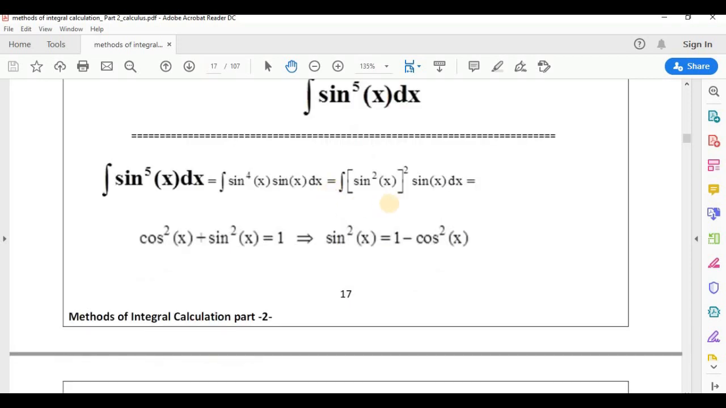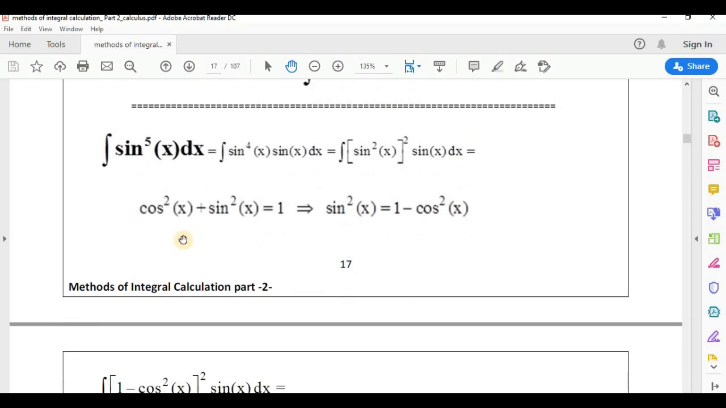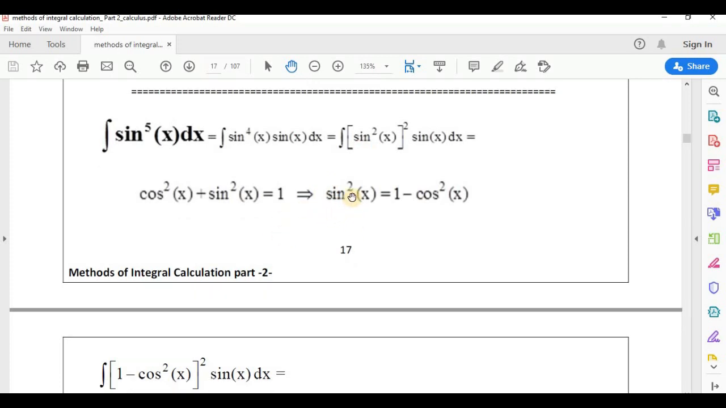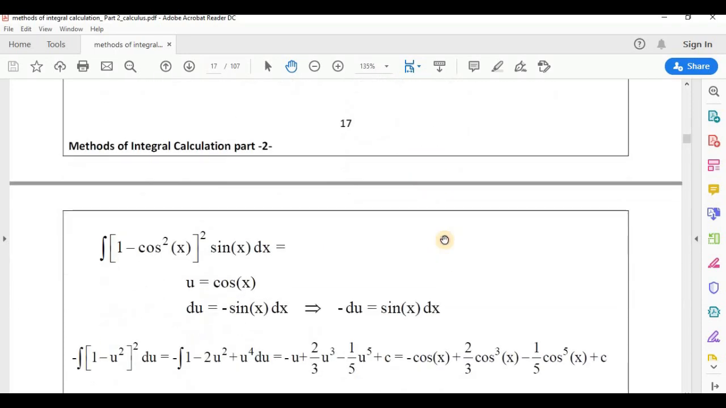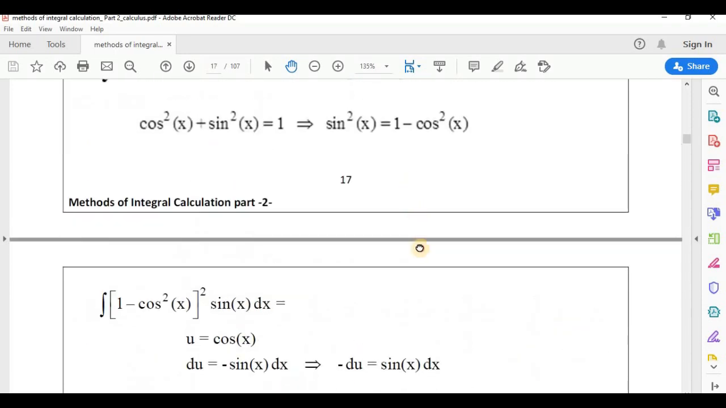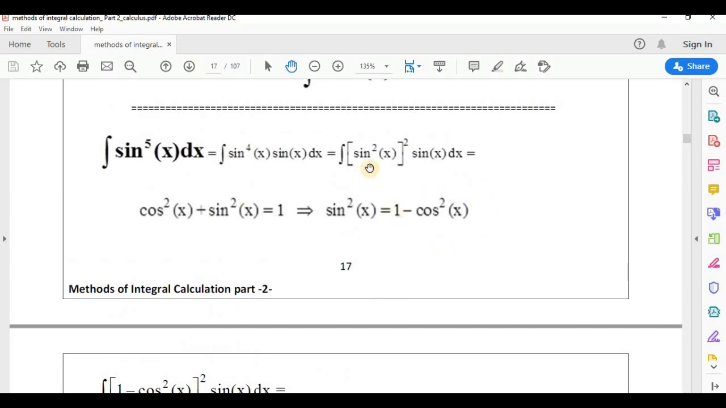After that, the integral will be equal to the integral of sine to the power 2, all to the power 2, multiplied by sine x dx. After that, we will be able to use this formula: cosine square plus sine square equals 1. So sine square equals 1 minus cosine square. After that, we will substitute this value in the integral.